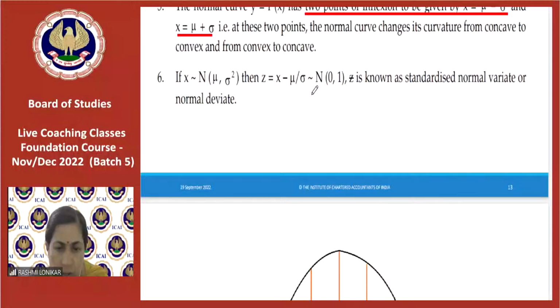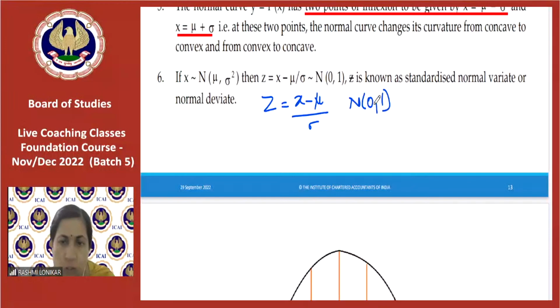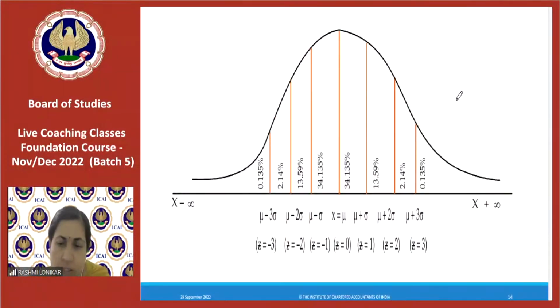Z is equal to x minus mu. Okay. So here we are saying Z is equal to (x minus mu) upon sigma, and it is written as N(0, 1), where we put mu is equal to 0 and sigma is equal to 1. And it is known as standard normal variate.